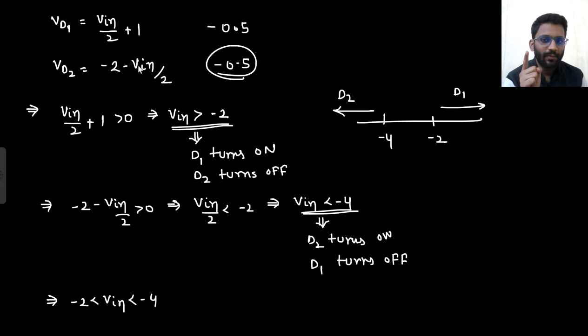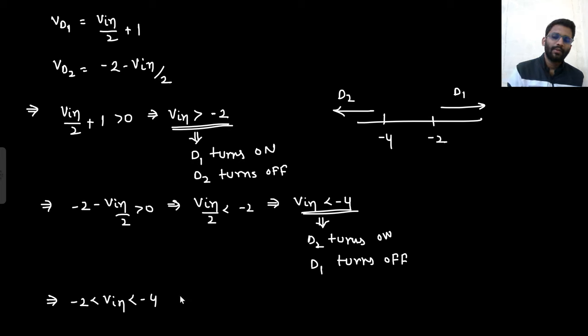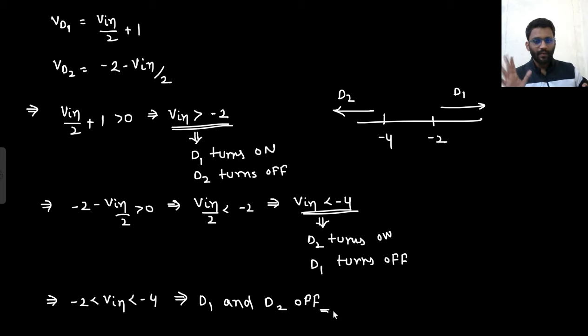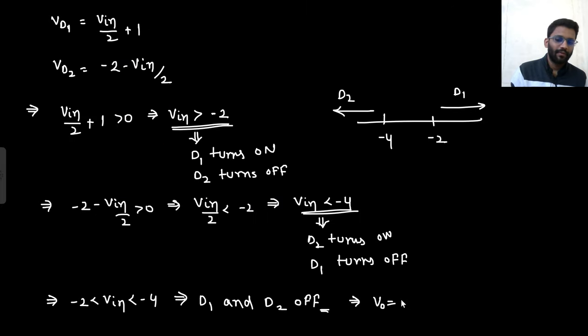Vin is minus 3, so put minus 3 here. This will be minus 2 plus 3 by 2, minus 0.5. Put minus 3 here, minus 3 by 2 plus 1, minus 0.5. Both will be turned off. So both are off, D1 and D2 off. Right? So what will your output be in this case? If both are off, what will your output be? Vin by 2. V output will be Vin by 2.